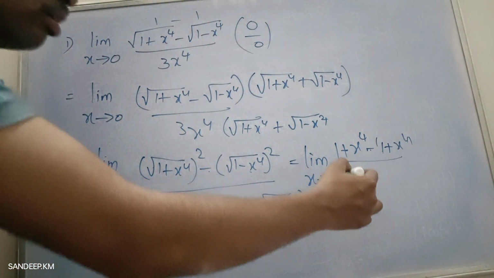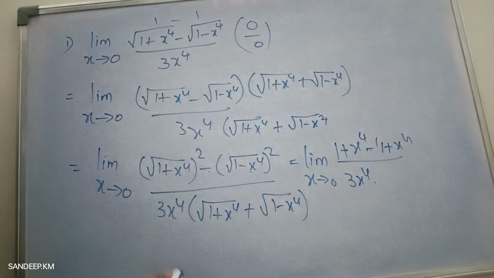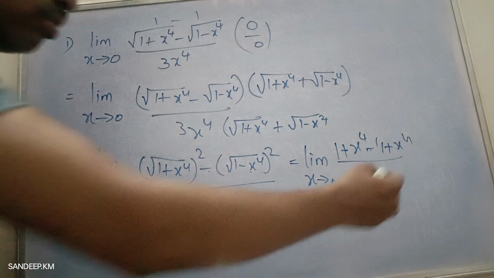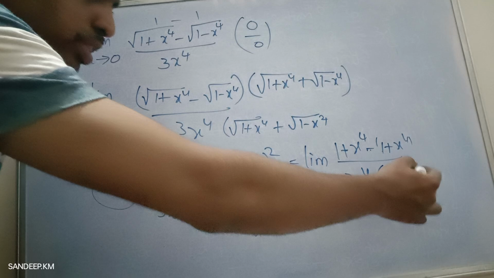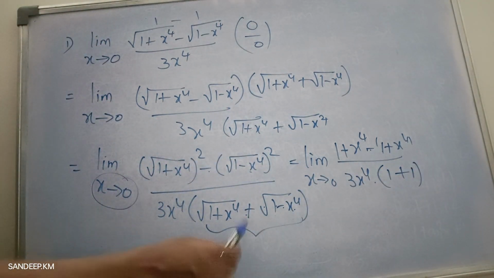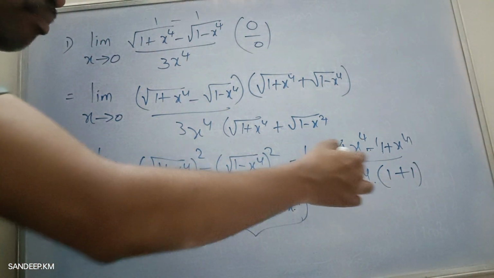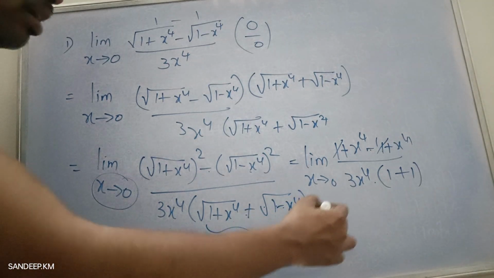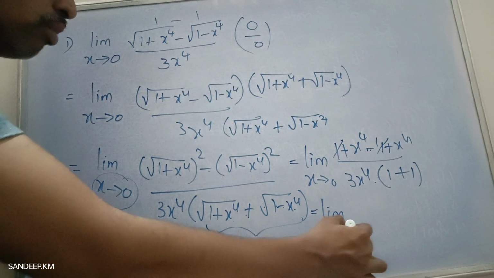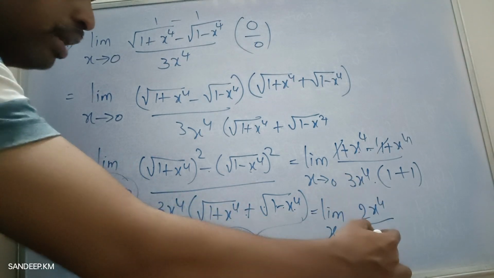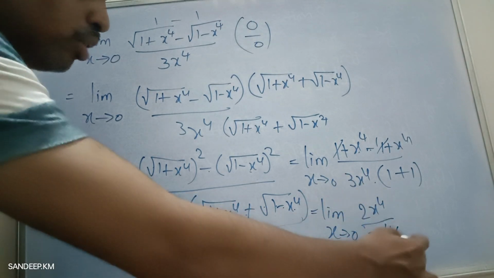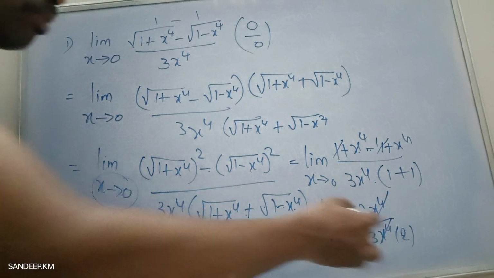Whole divided by 3x power 4 into, now you can apply x approaches 0 for this particular term alone. So what do we get? Root of 1 plus 0, which is 1, plus root of 1 minus 0, which is again 1. I just applied the limit only for this particular term. So in the numerator, plus 1 and minus 1 get cancelled. So limit x approaches 0, x power 4 plus x power 4 is 2x power 4, divided by 3 into x power 4 into 2. X power 4 and x power 4 get cancelled.